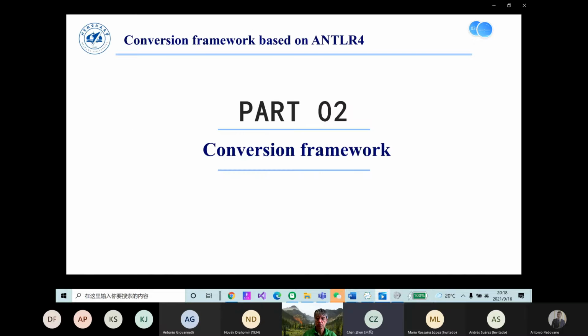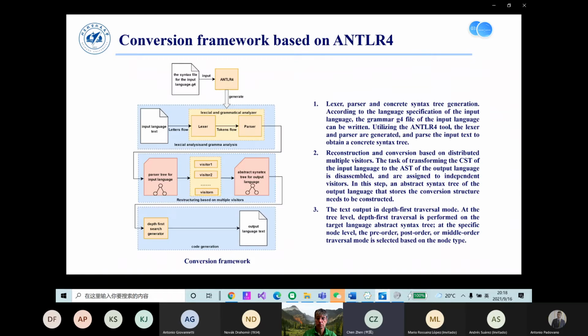Part 2. Conversion framework. The conversion flowchart is shown on the left. The whole conversion process mainly includes three steps. First, lexer and parser processing and concrete syntax tree generation. Second, reconstruction and conversion based on distributed multiple visitors. Third, the text output in depth-first traversal mode.